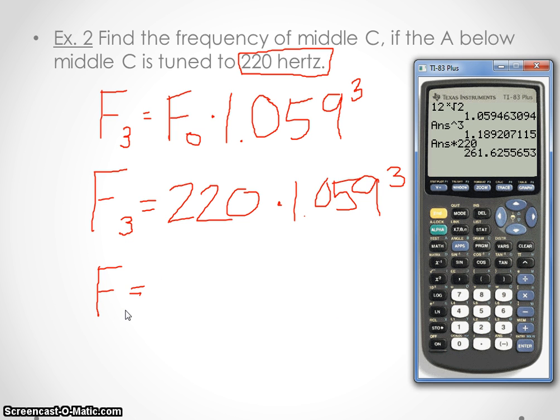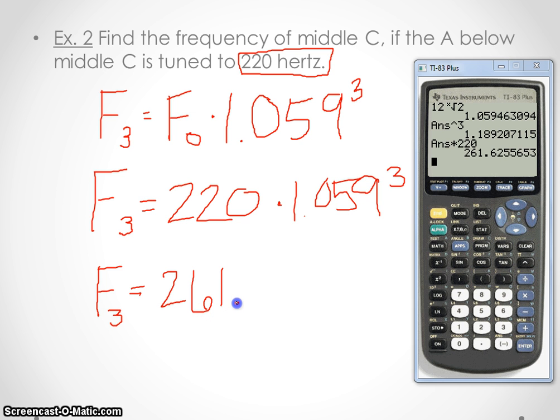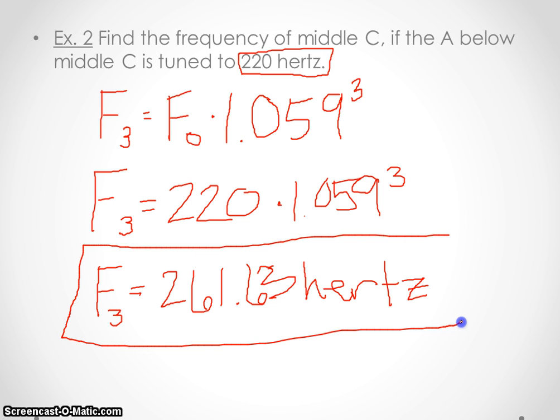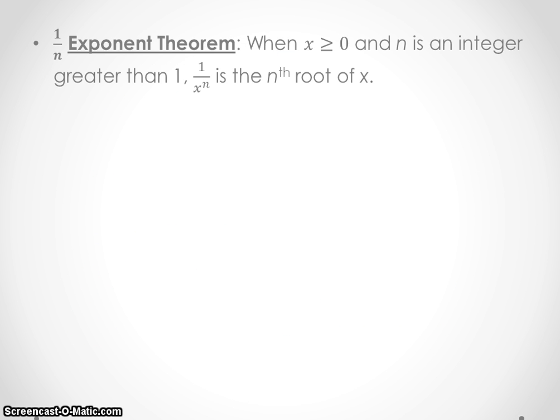And we get f of 3 here is going to be 261.63. And then remember our unit here, oh sorry, it's an awful 3, there we go. Our unit here is Hertz. So we'll always want to put units on our word problem. Get rid of this guy. So there you go. Your middle C is tuned to 261.63 Hertz.